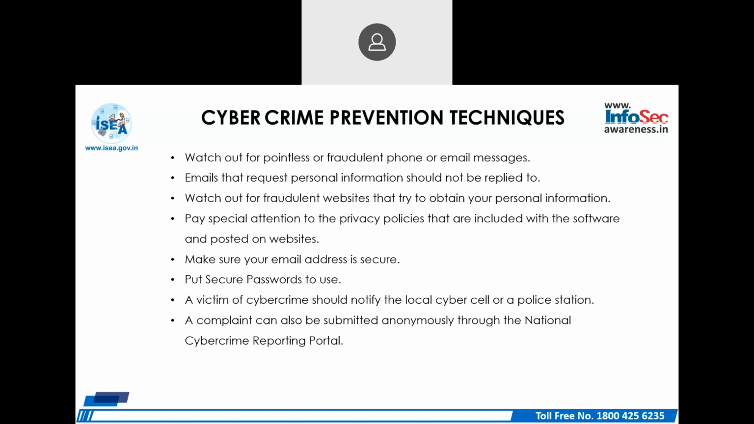Now, next, a victim of cybercrime should notify the local cyber cell or a police station. Now, if you don't know your police station or cyber cell, do not waste time. Do not waste time, I tell you. Even if you dial 112 from your phone, they will tell you the number 1930, which is the nodal and only number for reporting any cybercrime. 1930.